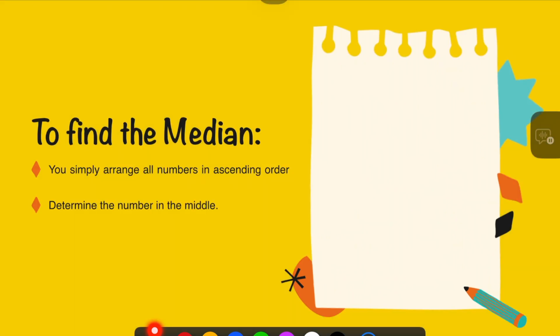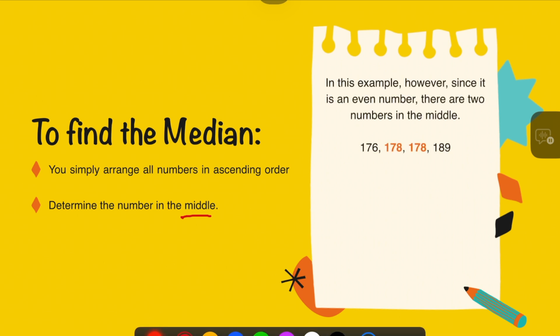Alright, so how do we find the median? Remember, to get the mode, it is the data that occurs the most times. To find the median, we have to arrange all the numbers in ascending or descending order. It must be in order, either from least to greatest or greatest to least. Then we determine the number in the middle, because the median must be the data at the middle. So we have already arranged it: 176, 178, 178 and 189.